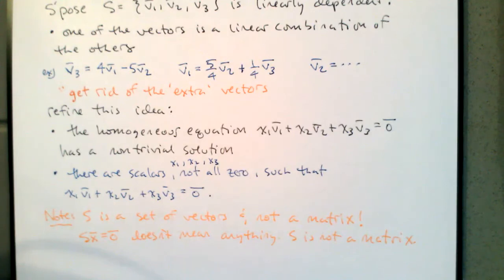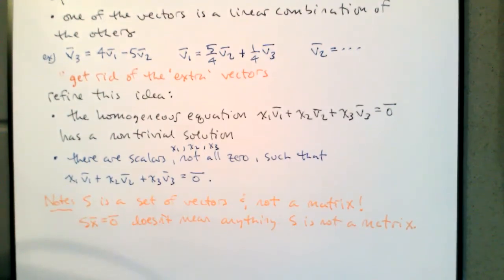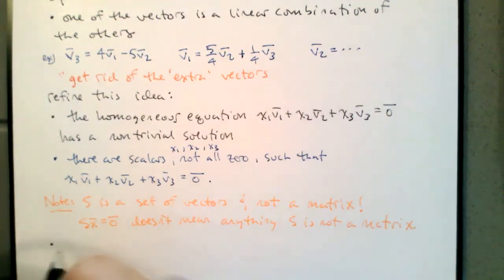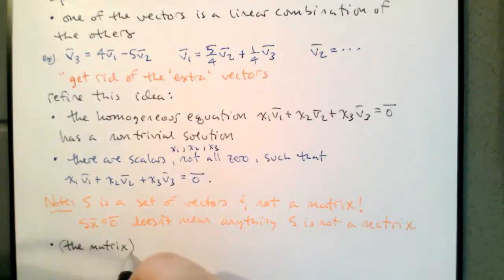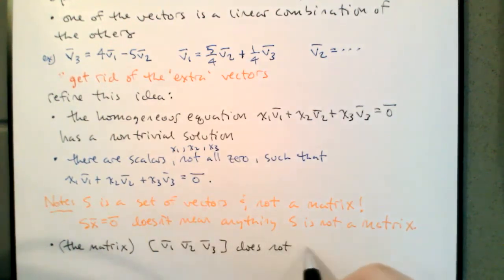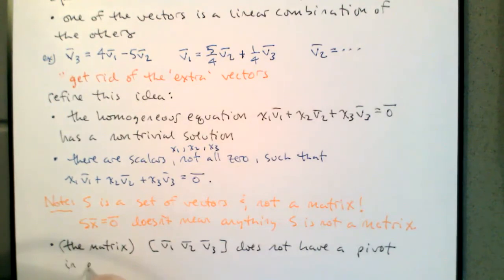You might say Ax equals 0 has a non-trivial solution, in which case I would say, what is the matrix A? If we want to say something about pivots or a matrix equation, we have to tell our reader what matrix we are talking about. So we could observe that the matrix, we wouldn't have to write the matrix, but the matrix V1, V2, V3 does not have a pivot in every column.